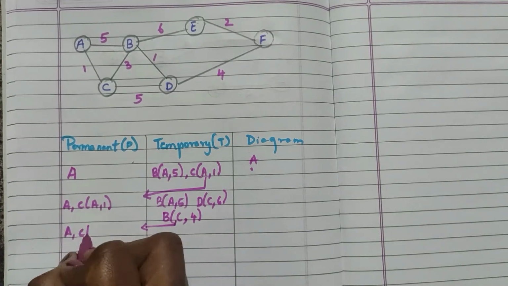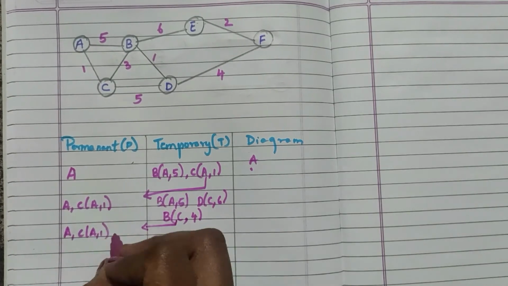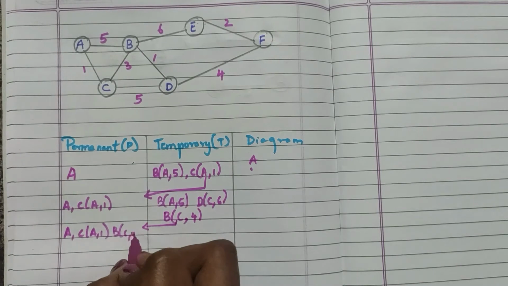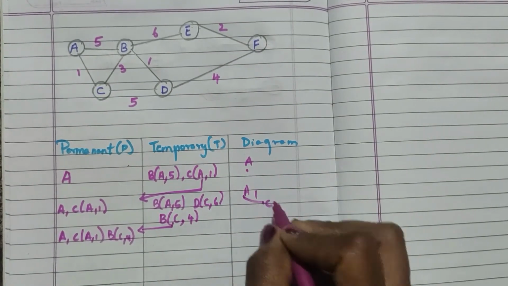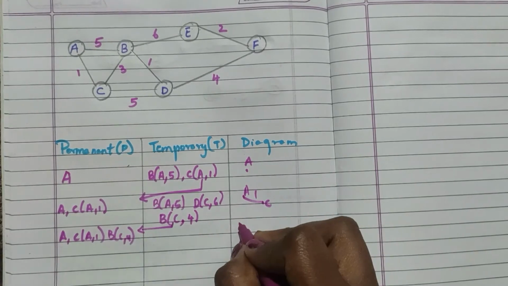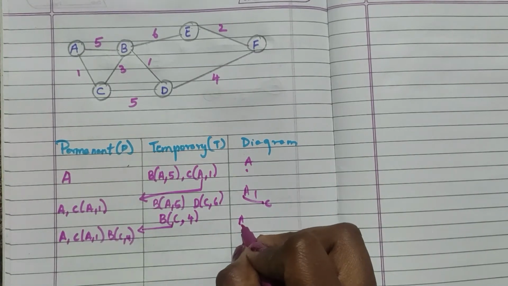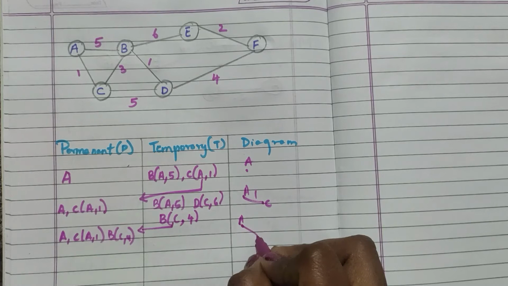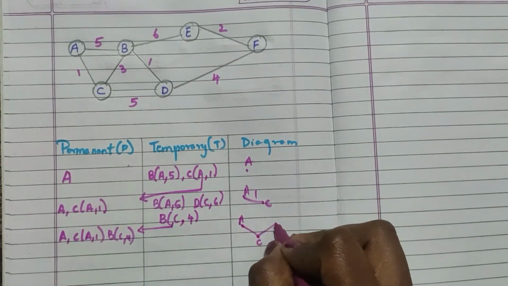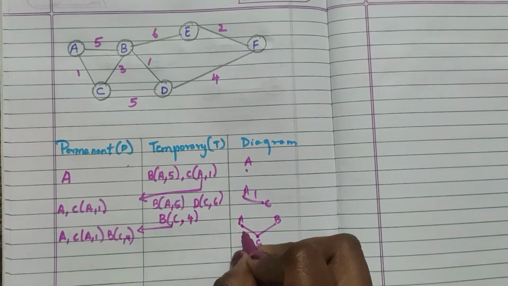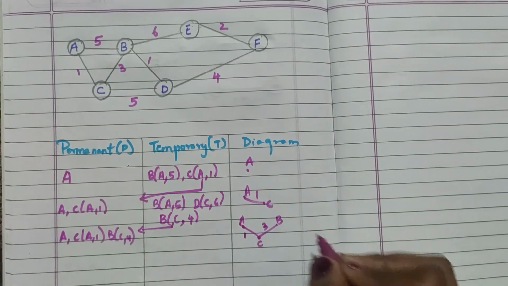A, B of C comma 4. So here you have from A to C with the cost 1, and from C to B. Here the cost is 1 and here the cost is 3.